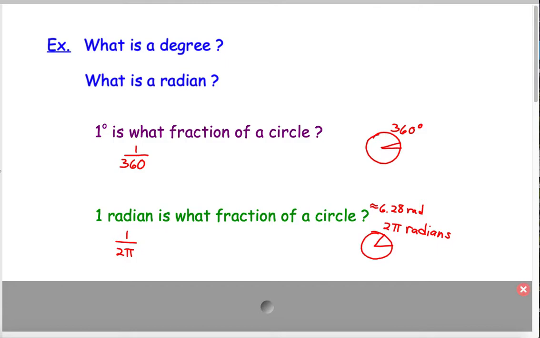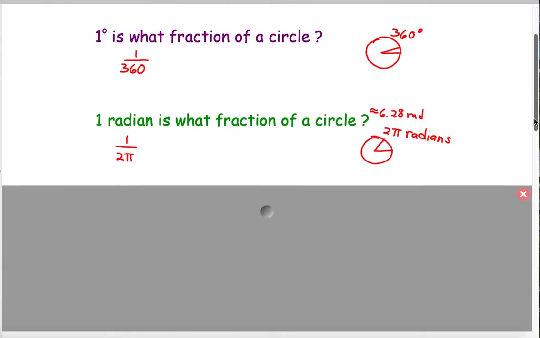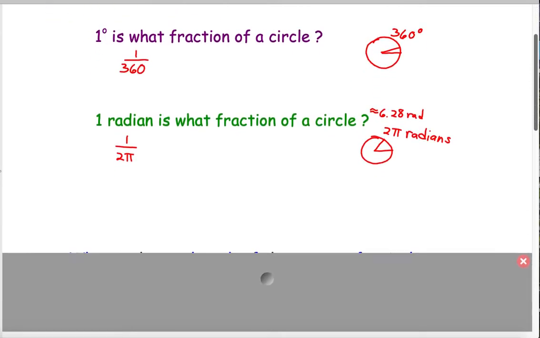So notice that 1 radian is a lot bigger than 1 degree. But most people are familiar with degrees. Like if I say the measure of an angle is 35 degrees, you can picture about what 35 degrees is. But if I say an angle is about 4.2 radians, most people have no idea how big that angle is. So that's what we need to be familiar with. And we'll talk about shortly how to convert back and forth between radians and degrees.